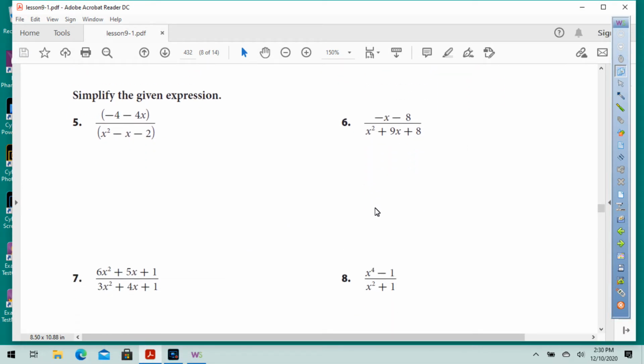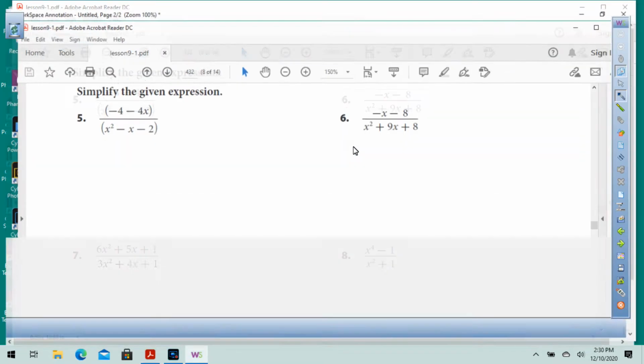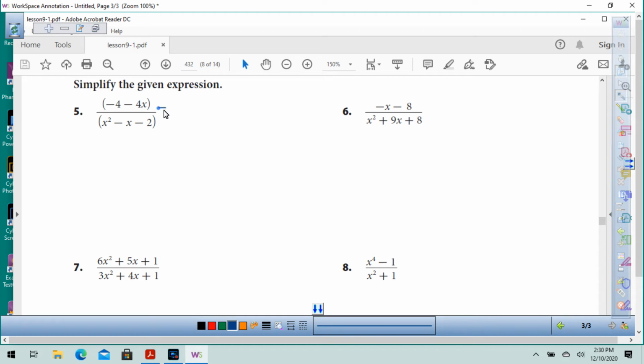Number 5, it says simplify the given expression. Okay. Now, let's see, I can take a negative 4 out of there. So I got negative 4, that gives me 1 plus x. All right, and then here, let's factor that. So I got x times x gives me x squared. And factors of negative 2 are 1 and 2. So I'm going to go minus 2 and then plus 1.